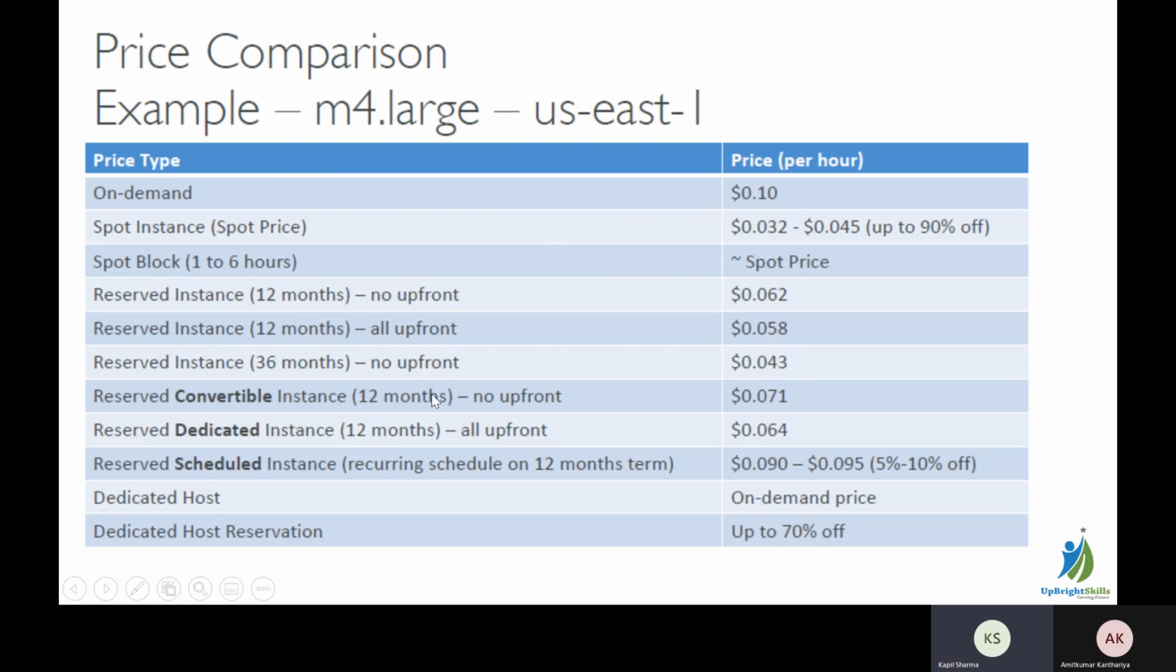Reserved convertible instance for 12 months with no upfront payment, 0.071. Reserved dedicated instance for 12 months all upfront, 0.064. So these are all the pricing for various instance types, priced per hour. This is something you can keep in mind, and you can design the architecture and share it with your management to take the approvals.